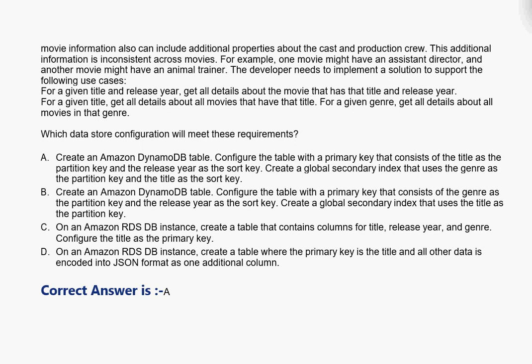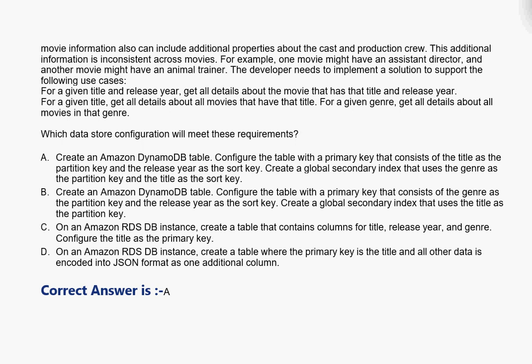The developer needs to implement a solution to support the following use cases. For a given title and release year, get all details about the movie that has the title and release year. For a given title, get all details about all movies that have the title. For a given genre, get all details about all movies in the genre. Which data store configuration will meet these requirements?